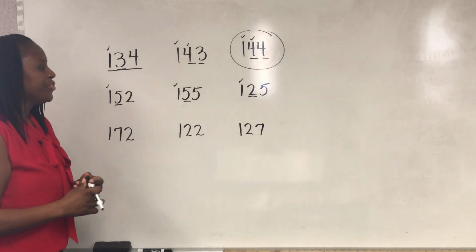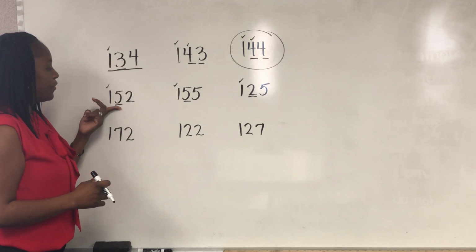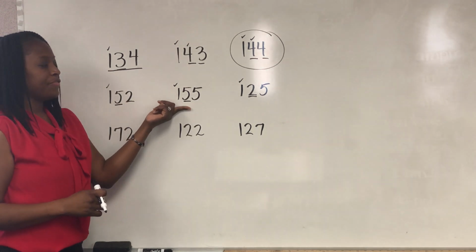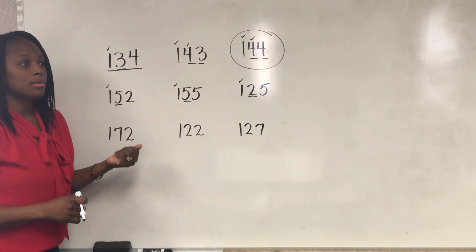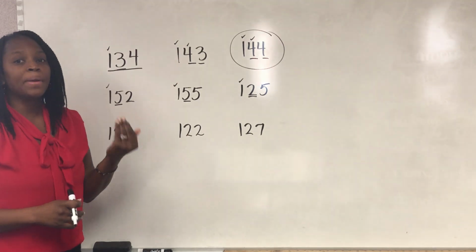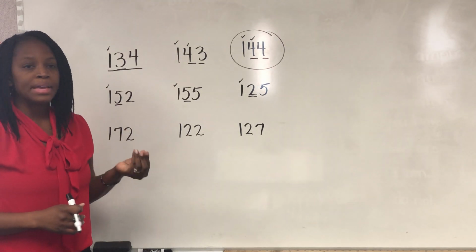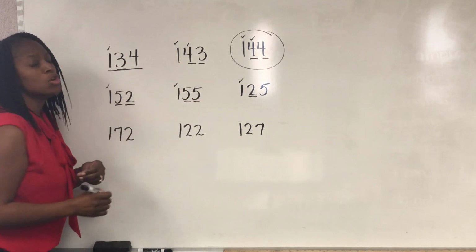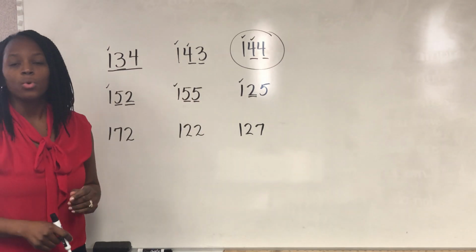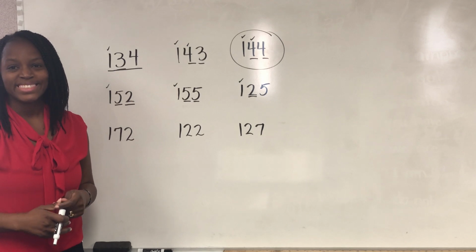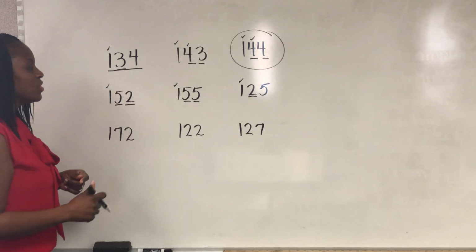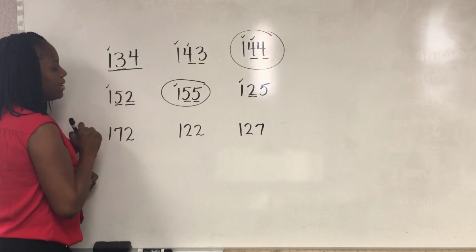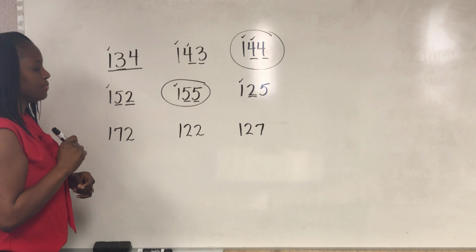5 is greater than 2. However, 152 has a 5 in the tens place, and 155 has a 5 in the tens place. So we need to compare the ones place value. Here we have a 2 in a ones place and a 5 in a ones place. Which one is greater, 2 or 5? 5 is greater than 2. So therefore, 155 is greater than 152.